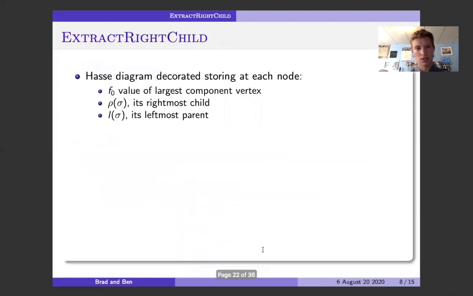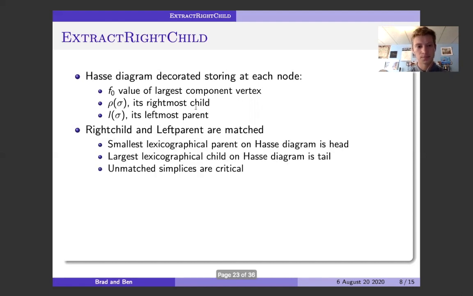Knowing this, we can design an algorithm that exploits this property instead of using all of these expensive lower link calls. The first thing we can do is something that we call Hasse decoration, which is just going in and storing the function value of the largest component vertex for every simplex. That function value is always going to be carried up with any higher degree simplex. We also store any simplex's rightmost child and its leftmost parent.